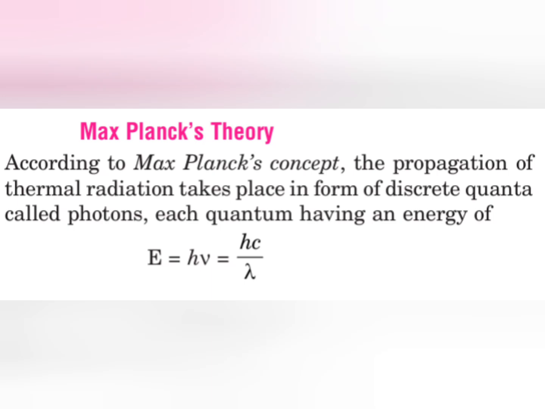Okay, so we already discussed Maxwell's theory. It simply says the transfer of radiation from hot body to cold body. On the other hand, in Max Planck's theory, radiation is emitted simply in the form of discrete quanta of energy called photons. And what is that energy? It is equal to E equals h nu. We already knew nu is equal to c by lambda, right? So E equals h c by lambda.